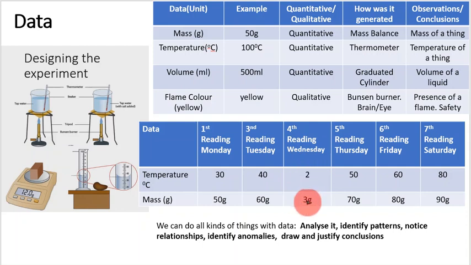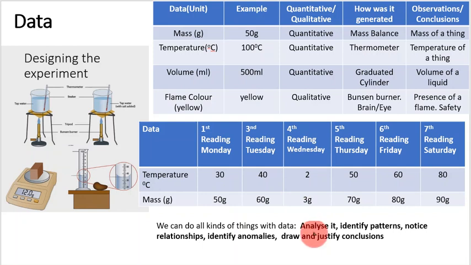So this here is an example of an anomaly. It's something that's kind of standing out. So that indicates there's something going on here. On the Wednesday something happened, something went wrong. This doesn't look quite right. So therefore it's an anomaly in relation to all of the other data points. So it stands out. That's what we mean when we're talking about an anomaly.